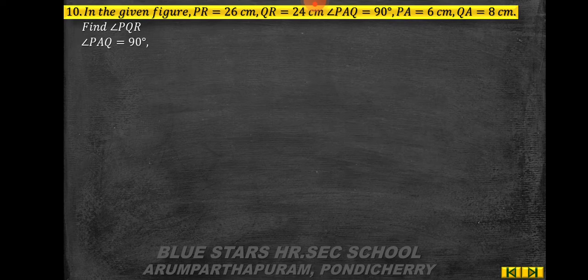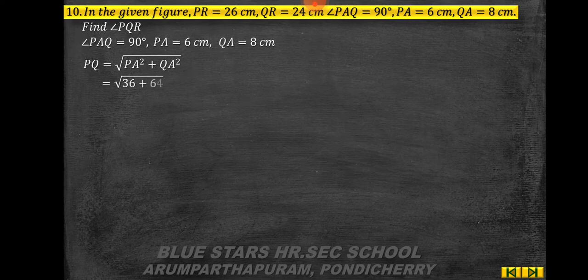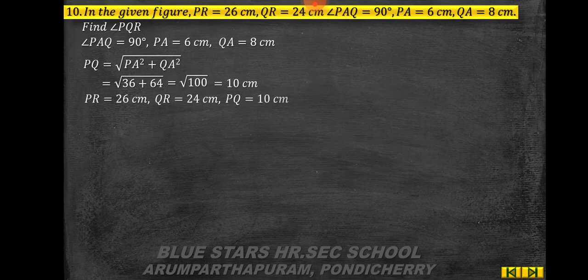Angle PAQ is equal to 90 degree, PA is equal to 6 centimeter, QA is equal to 8 centimeter. So PQ is equal to root of PA square plus QA square, which is equal to root of 36 plus 64, which is equal to root 100. Therefore PQ is equal to 10 centimeter. So PR is equal to 26 centimeter and QR is equal to 24 centimeters given in the question. Then PQ is equal to 10 centimeter.